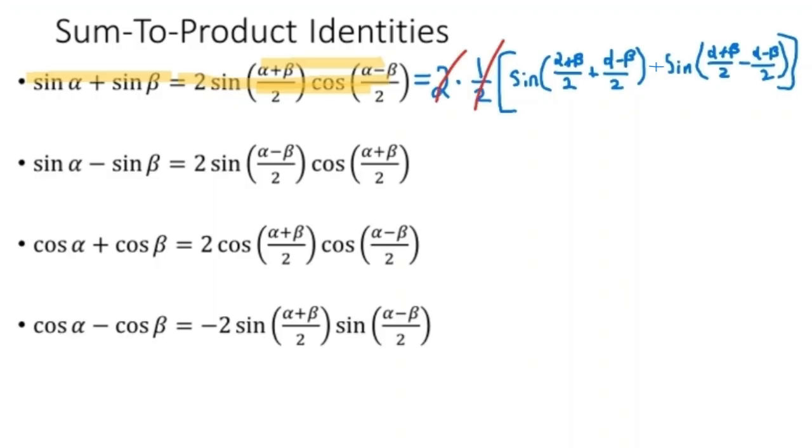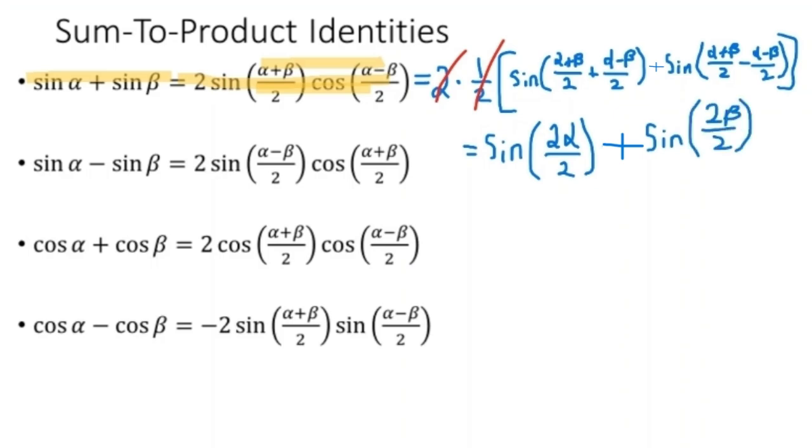The 2's and the 1/2 outside cancel. When we add alpha plus beta over 2 with alpha minus beta over 2, our denominators are already common, and we can see that the betas cancel, leaving us with 2 alpha over 2 in the first sine. And in the second sine, the alphas cancel, and beta minus negative beta will be 2 beta. Now we can cancel out the 2's, and we're left with sine alpha plus sine beta, which is the left-hand side of our identity. Through a similar process, we can verify the other 3 sum to product identities.